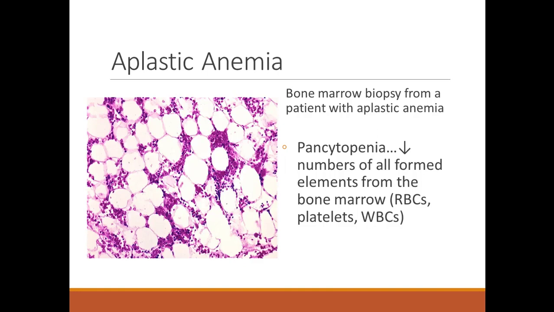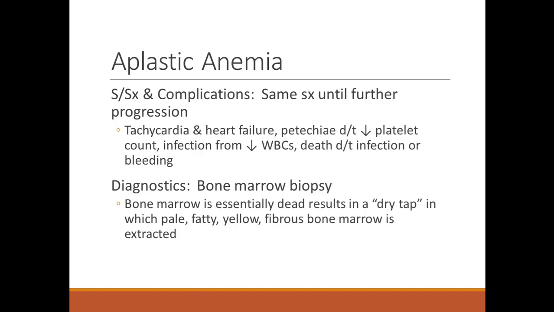Anyways, we kind of went over this in the last slide. The pancytopenia: red blood cells, platelets, white blood cells are all decreased. There we go. Signs and symptoms of aplastic anemia. It's the same symptoms as regular anemias until it's further into the disease progression.